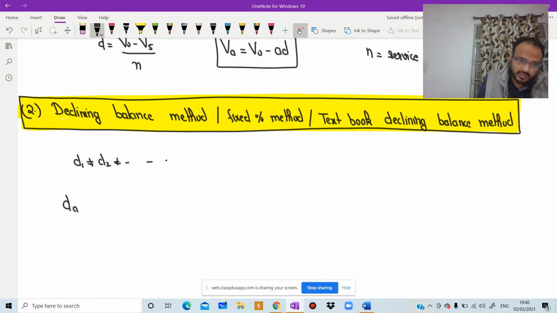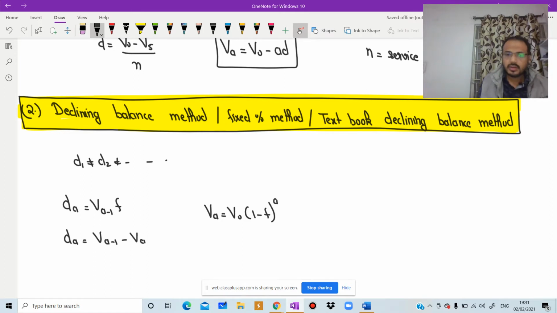Here we have Da is equal to Va minus 1 into f, and Va is equal to V naught into (1 minus f) to the power a. And if you want to calculate the value of N, then Vs is equal to V naught into (1 minus f) to the power N.